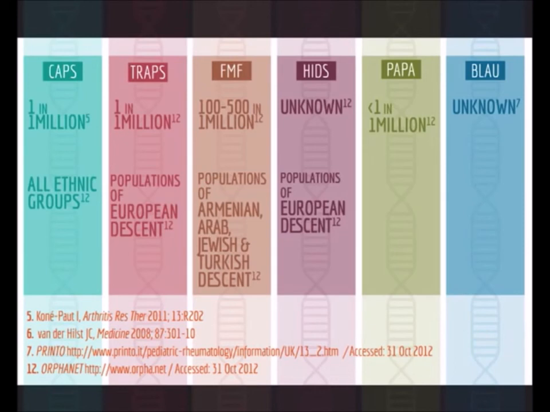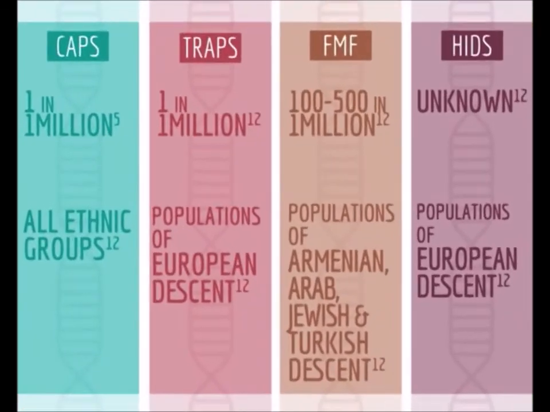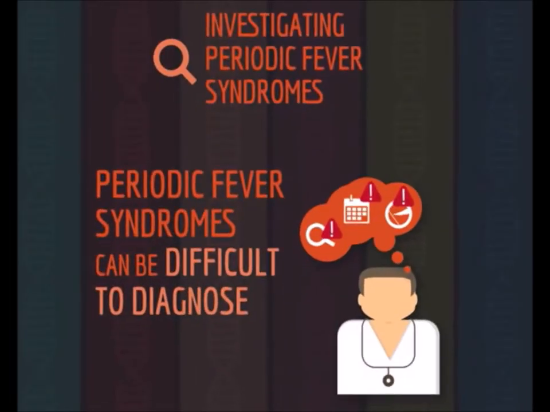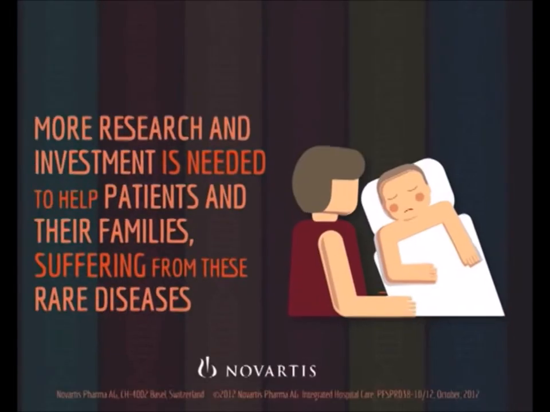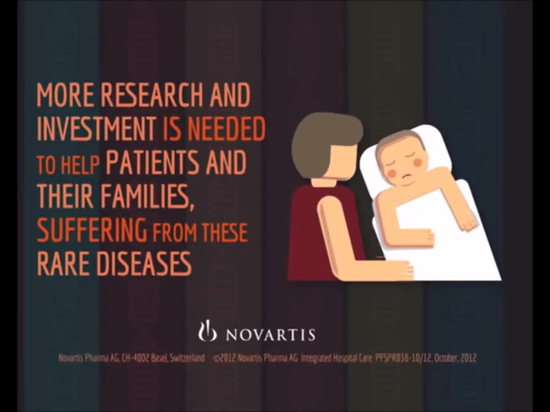Some periodic fever syndromes are known to affect certain populations more than others. For example, TRAPS and HIDS are more prevalent in populations of European descent, whereas familial Mediterranean fever affects populations of Armenian, Arab, Jewish and Turkish descent. Periodic fever syndromes can be difficult to diagnose. More research and investment is needed to help patients and their families who are suffering from these rare diseases.